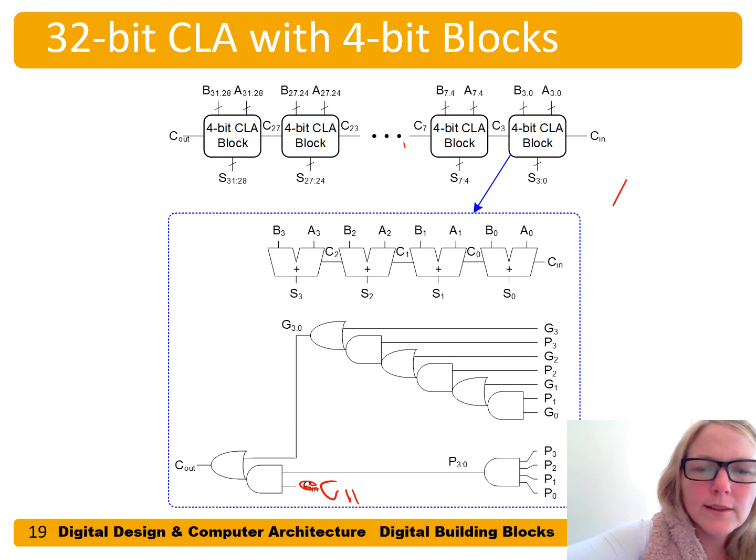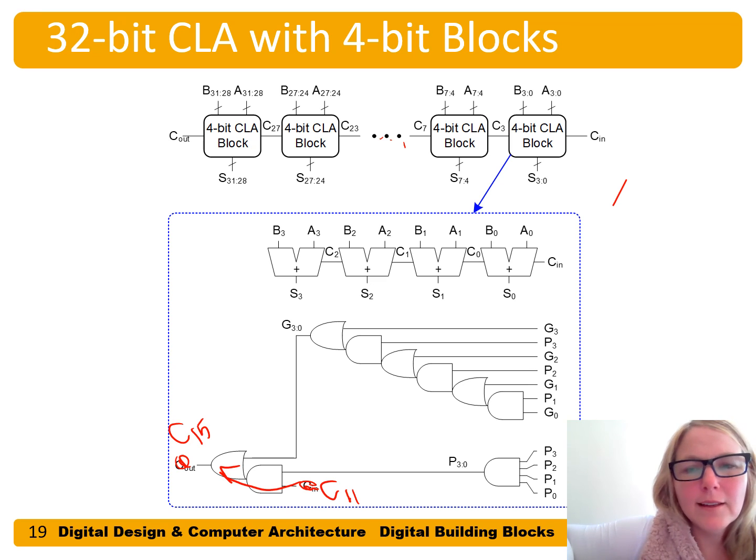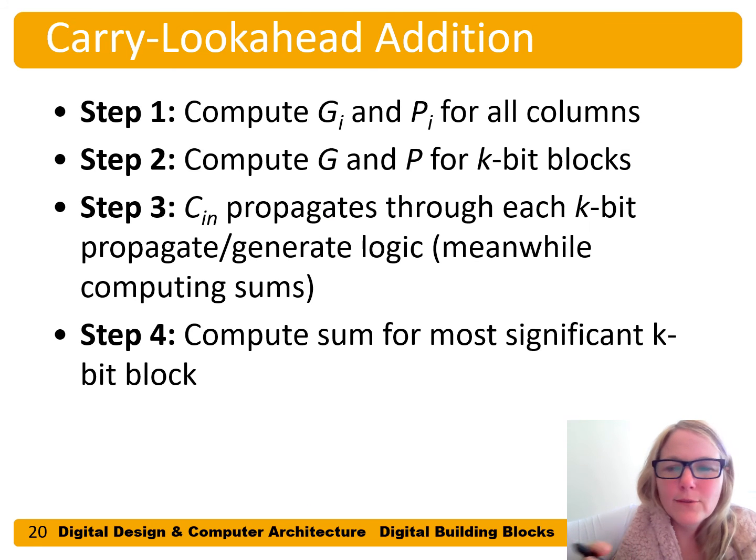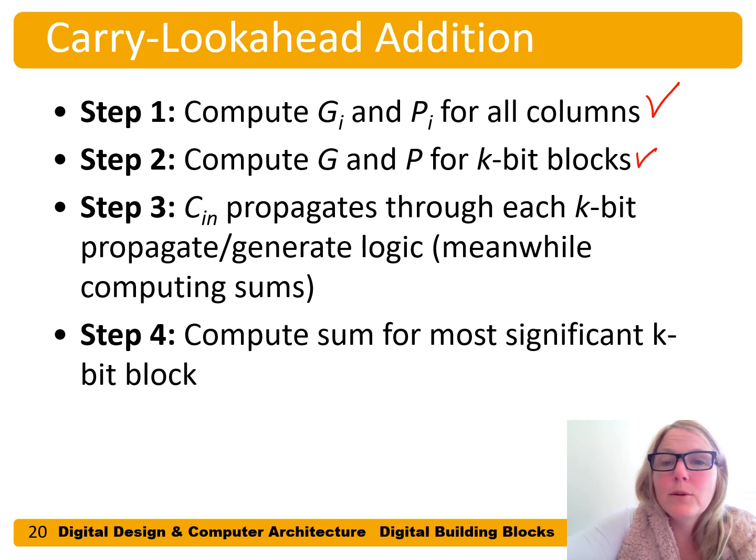C11 comes in, right, the next block, quickly produces through this 2-gate delay, produces C15, and so on. Okay, so let's talk about these steps. Let's review them. Step 1, compute the column propagate and generate signals. Compute the block propagate and generate signals, in this case for 4-bit blocks, but generally for k-bit blocks.